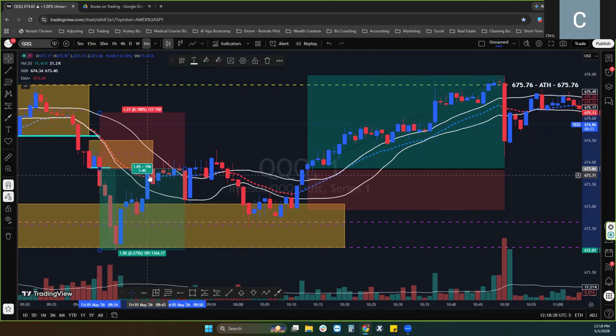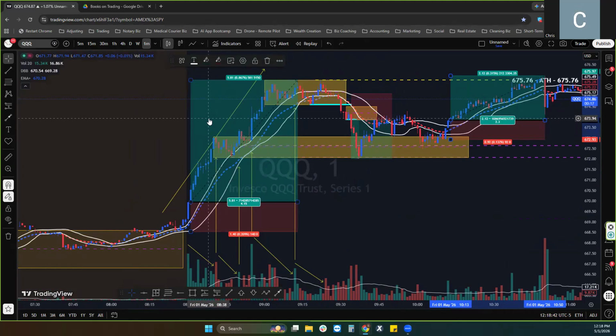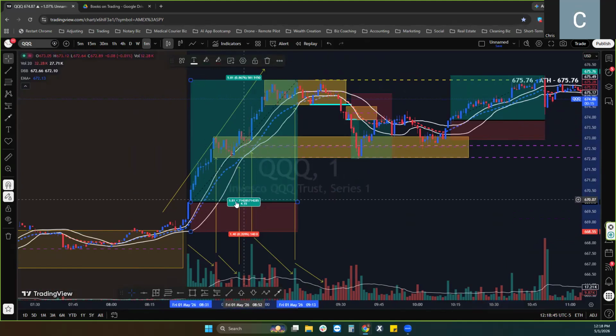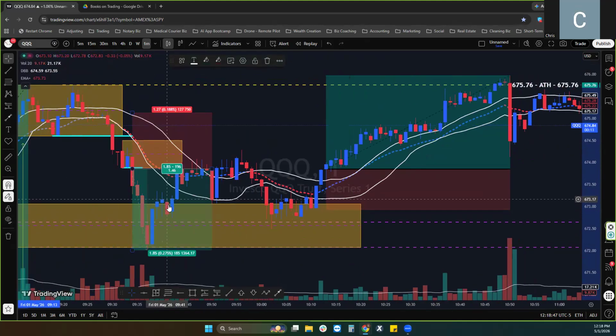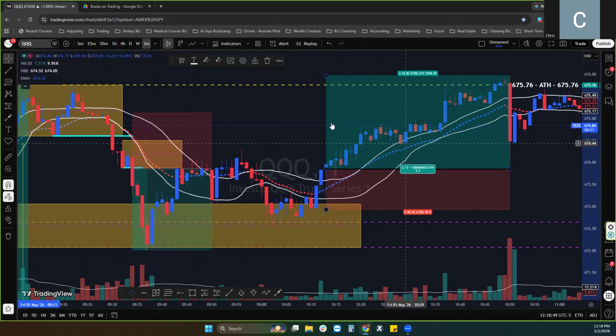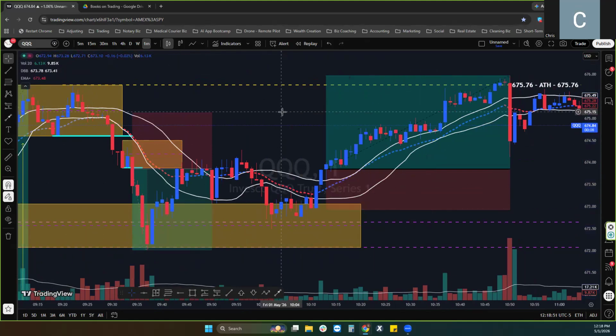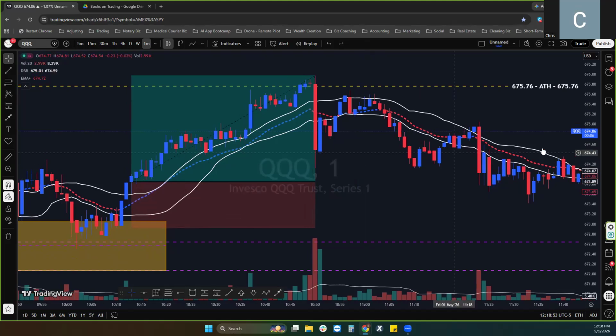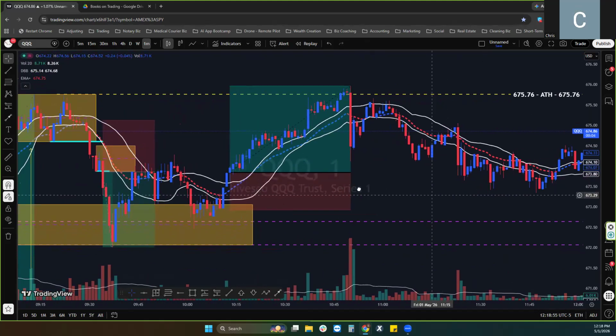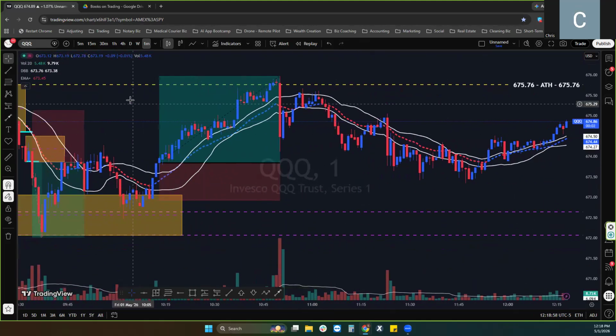1.5 R on that. This one is a 2.3 R, and then this one was a 4.15 R. So four R there, 1.5 R there, 2 R there on the day, and that's pretty much it as far as the strategy itself and how to trade it. All right.